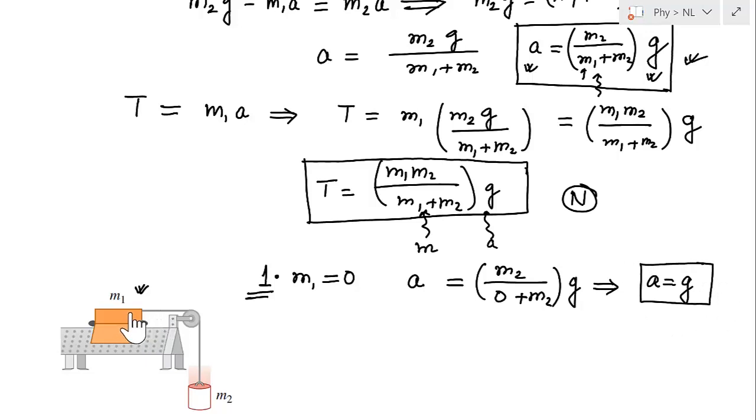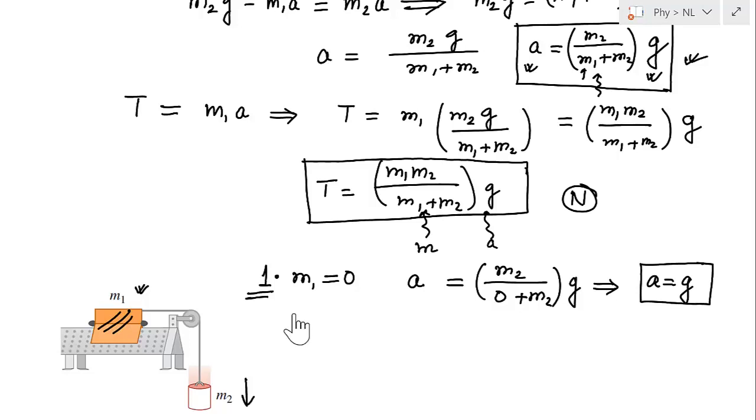If there is no mass, this means this mass m2 will fall freely. So there is basically gravity. The acceleration of mass m2 will be g, because this will fall under gravity.